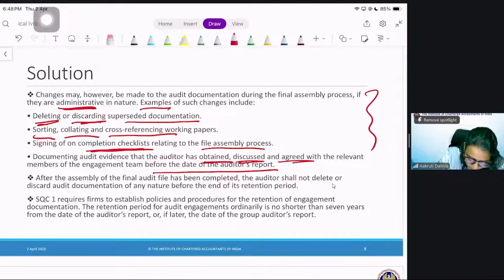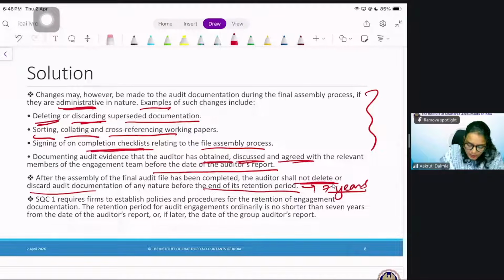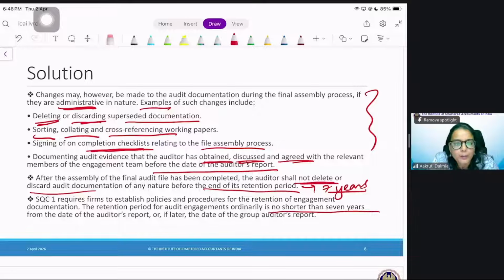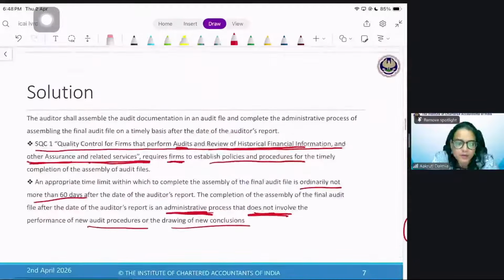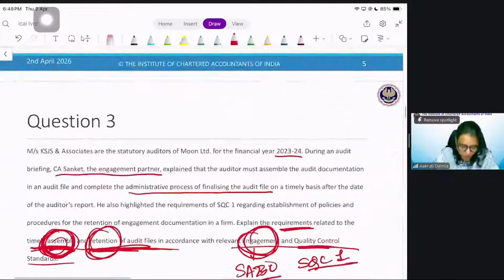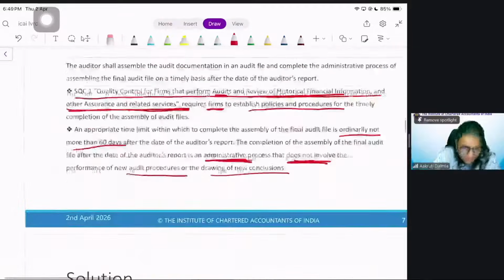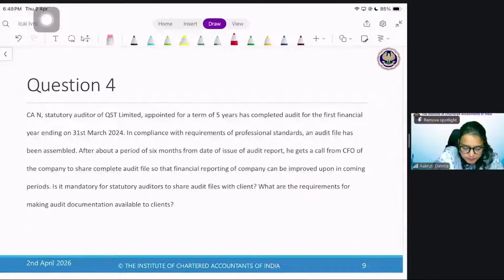After the assembly of the final audit file has been completed, the auditor shall not delete or discard any documentation before its retention period. What is the retention period? 7 years. SQC requires firm to establish policies and procedures for retention of audit documentation. The retention is ordinarily not shorter than 7 years from the date of the group auditor's report. Completed? Answer to question 3 is, I hope, perfectly clear. Okay, we'll go on to the next one. Let's come to question number 4 now. Question number 4. Pay attention.